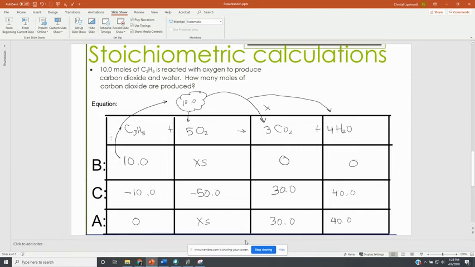They will sometimes ask you, for example, if you start out with 10 moles of C3H8, how many moles of O2 will you need to produce? Sometimes they'll ask you questions like that as well, so be ready for those.